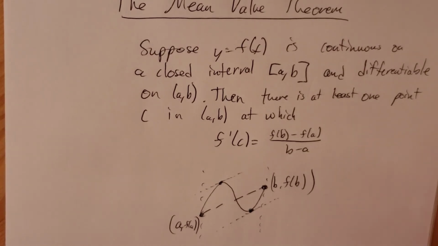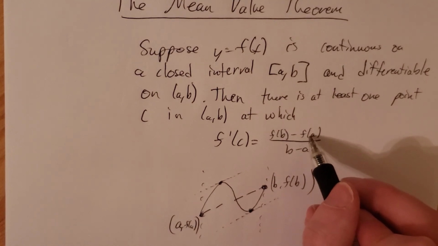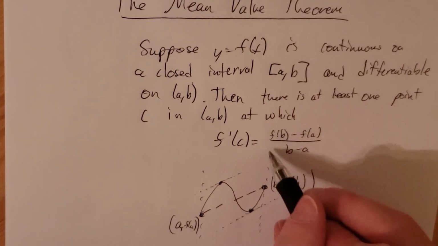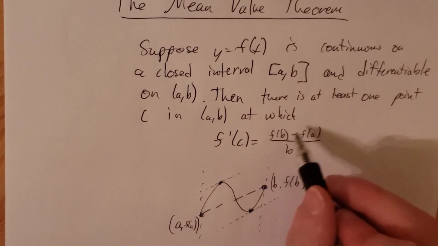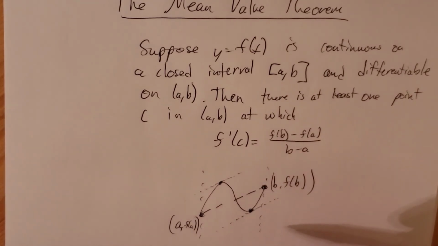Because what did Rolle's theorem say? Well, Rolle's theorem said that f of b was equal to f of a. In other words, this slope of the secant line was 0. And then Rolle's theorem said that the derivative would be 0. There would be a point somewhere in between where the derivative was 0.